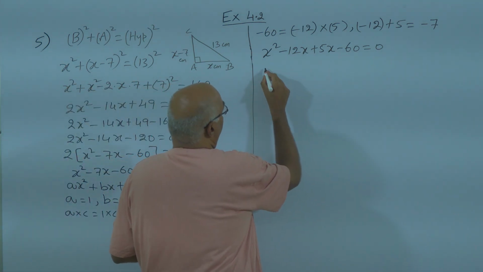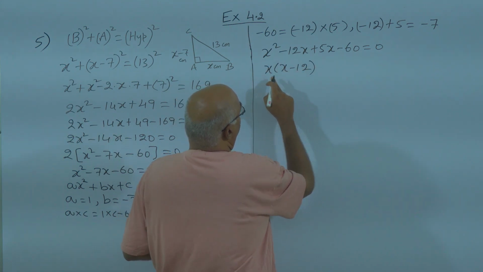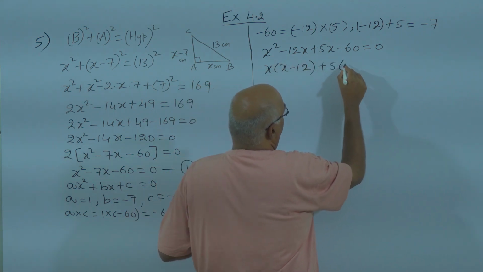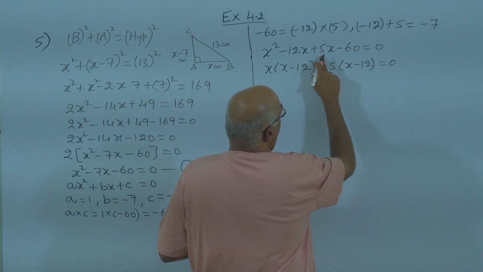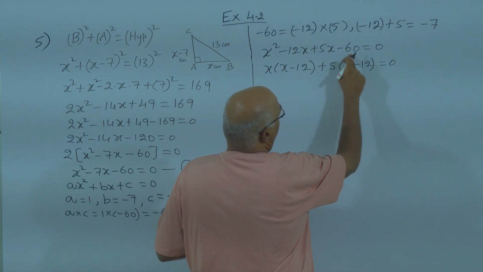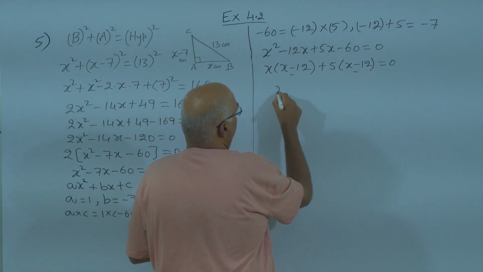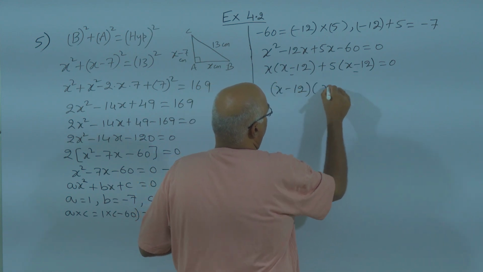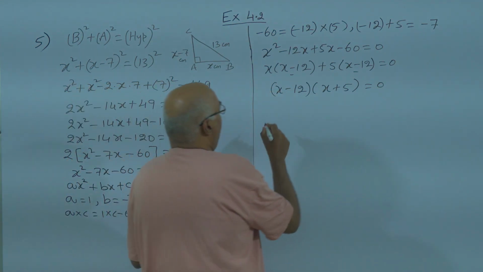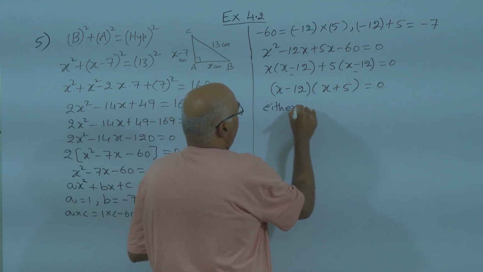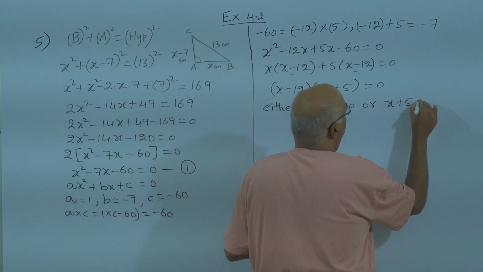So here I can take x common. If I take x common, x into x minus 12. x into x is x square. x into minus 12 is minus 12x. Plus if I take 5 common, x minus 12 is equal to 0. So plus 5 into x is plus 5x. Plus into minus is minus. 5 into 12 is 60. Here if you observe, in both the places I am getting x minus 12. So if I take x minus 12 common, I will be left with x plus 5 is equal to 0. So x minus 12 into x plus 5 is equal to 0. It means either x minus 12 is equal to 0 or x plus 5 is equal to 0.